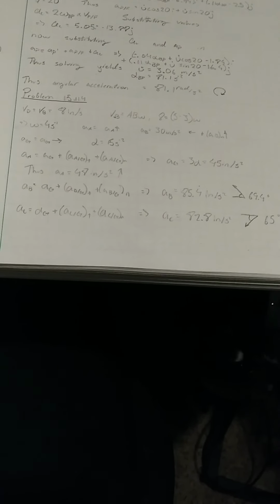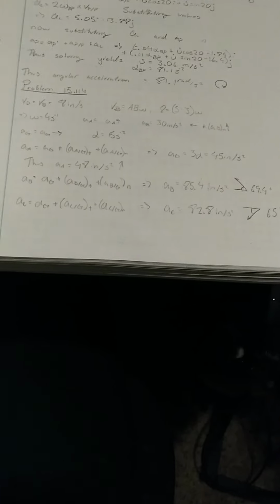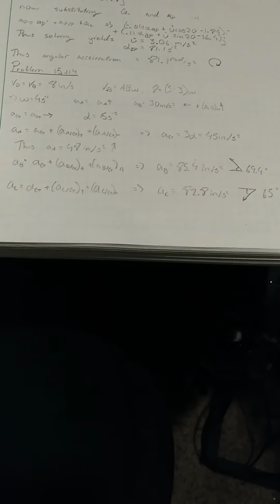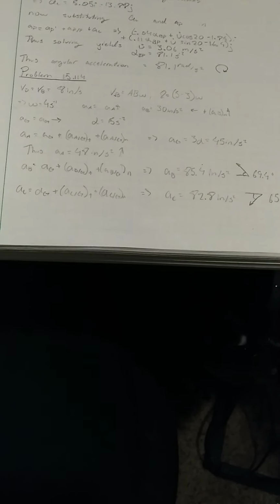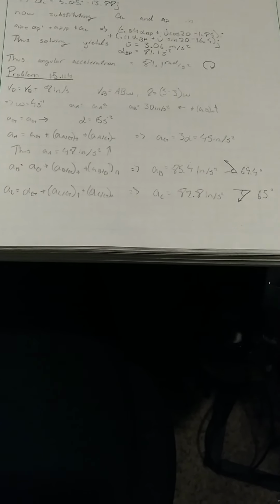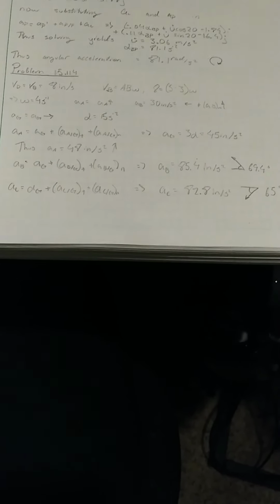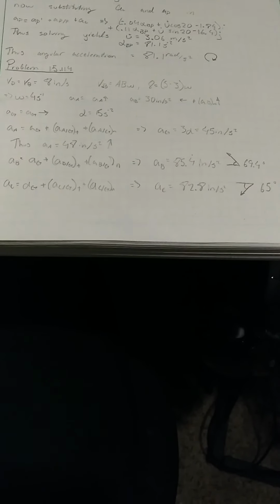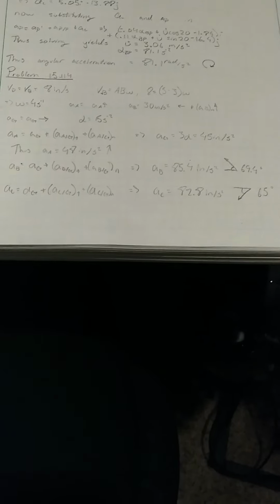And then we repeat the same exact process for a sub B and a sub C with their respective values, plug those in, and we get our a sub B is 85.4 inches per second squared, up and to the left at 69.4 degrees, and a sub C equals 82.8 inches per second squared, down to the left at 65 degrees.